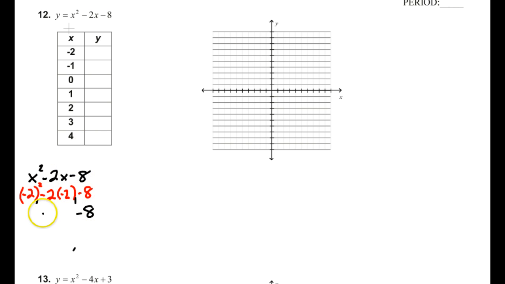What is negative 2 times negative 2? Yeah, positive 4. And negative 2 squared, that's the same thing, so that's also positive 4. So we get 8 minus 8, which equals 0.